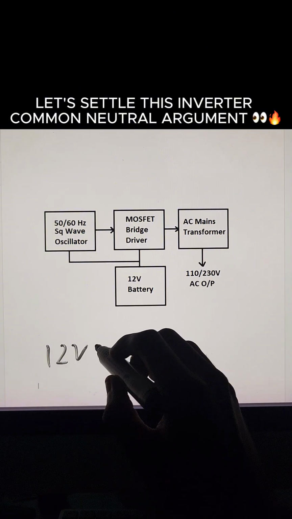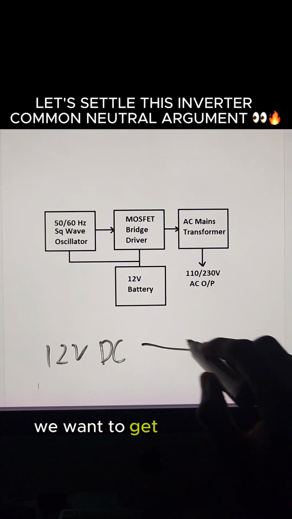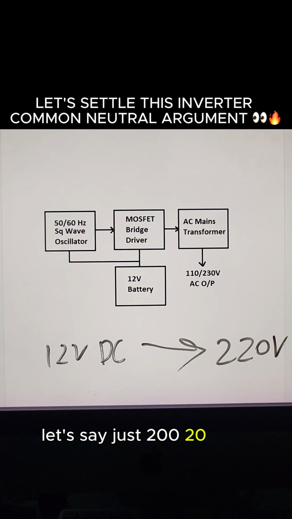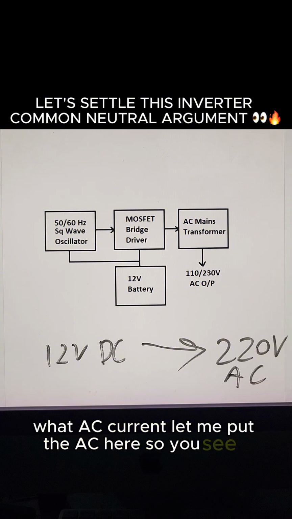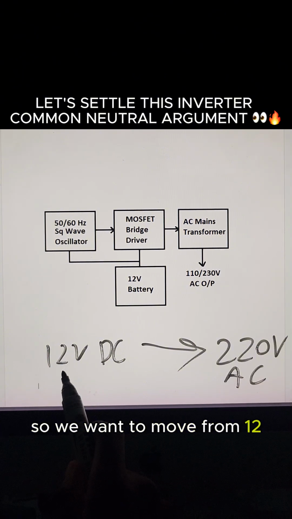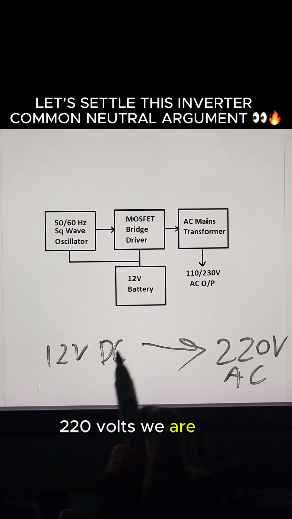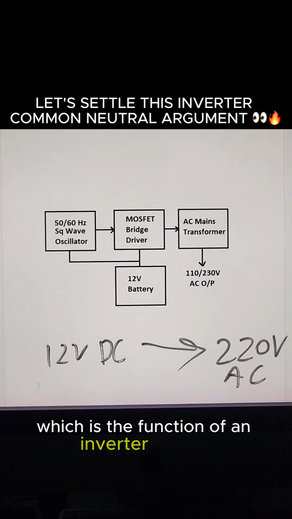This battery is 12 volts DC, right? Because it is a direct current. We want to get it to 220 or 230 volts. Let's say just 220 volts AC current. Let me put the AC here so you see it. So we want to move from 12 volts to 220 volts, but not just moving from 12 to 220 volts. We are now changing it from DC to AC, which is the function of an inverter system.